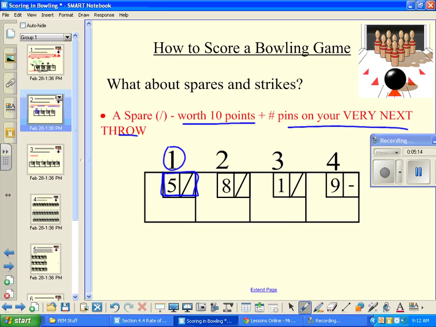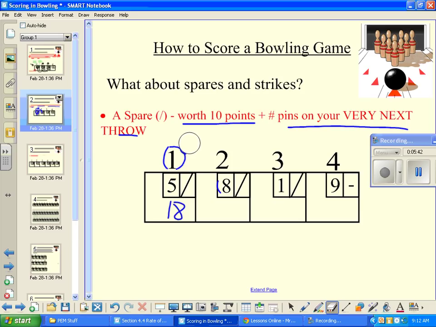Well, a spare, again, if this was on an automated scoring system, wouldn't show you your score yet. It's got to wait until your very next throw. What did you do on your very next throw? You got an 8. So what happens is this spare in the first frame is worth 10 plus the very next throw, 8. This first spare is worth 18 pins. So in the first frame, I should have 18 for a total so far. And that's how spares work, in case you didn't know before.